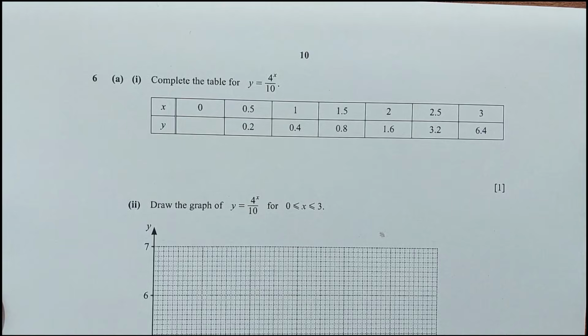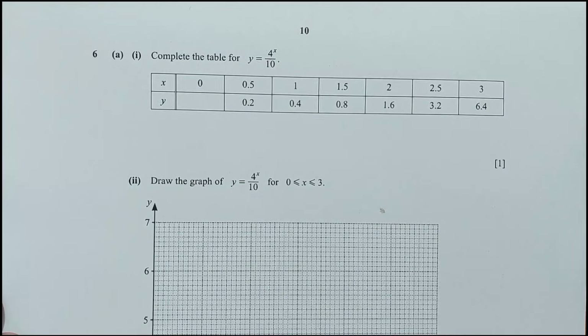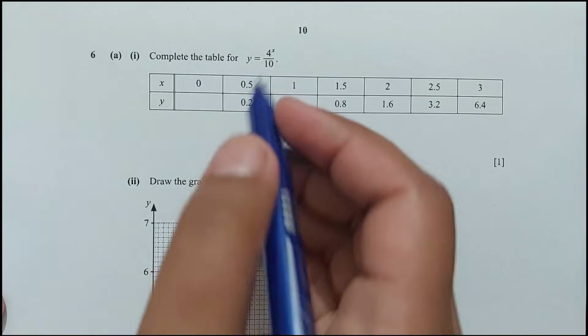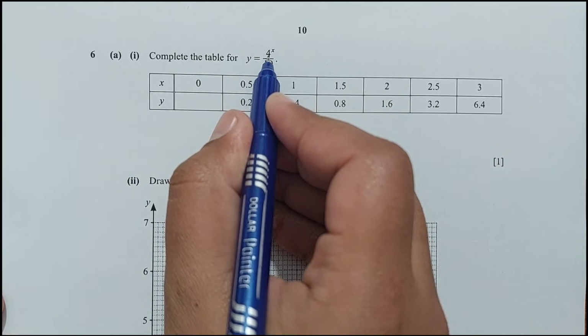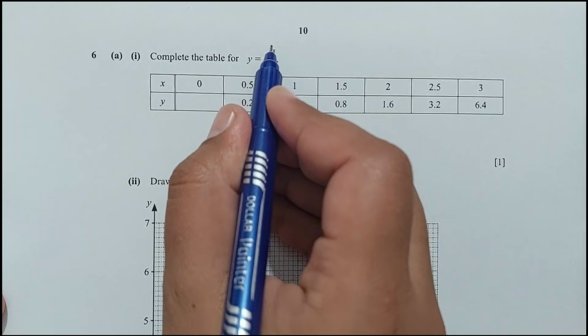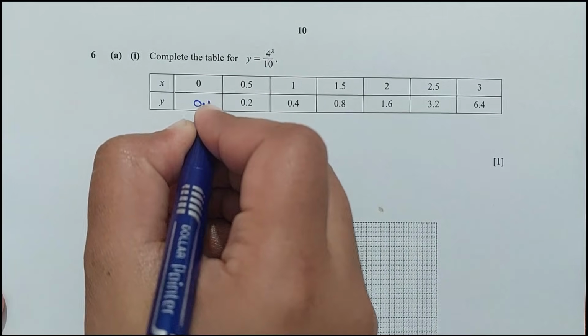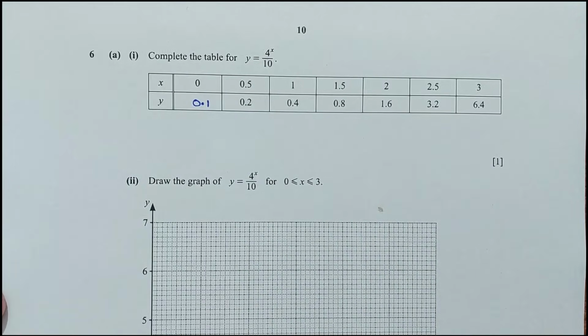Right. Question number 6, part A, number 1. Complete the table for the function when x is equal to 0. 4 exponent 0 would be 1, so it is 1 out of 10, which is 0.1. Now for part B, draw the graph of the function for x between 0 and 3.